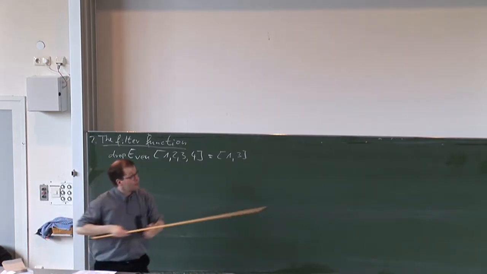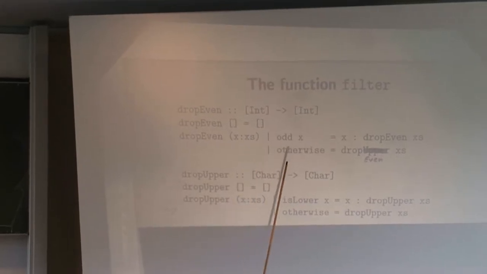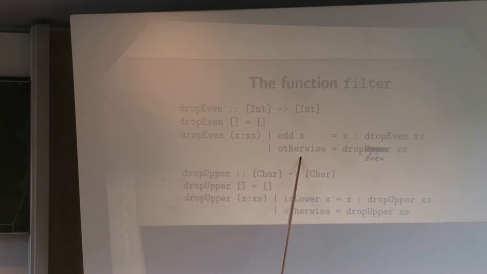So let's look how it works. So it takes a list of integers. If it's empty, you return the empty list. If it's not empty, well, then you look. If the first element is odd, then you keep it, and you call drop even recursively on the rest of the list. And otherwise, the first element is even, and then you drop it. So you delete it, and you call drop even on the rest of the list. So you only keep those elements which are odd, and those elements which are even are simply removed.